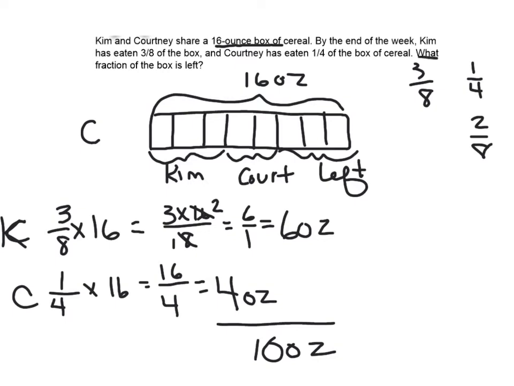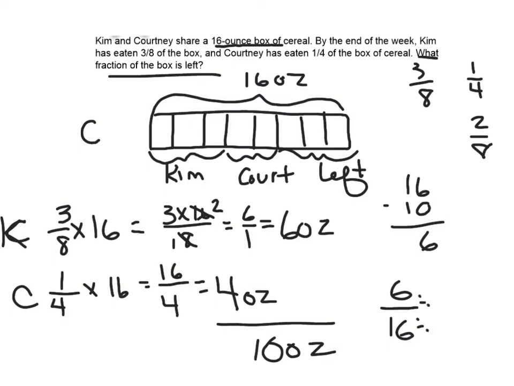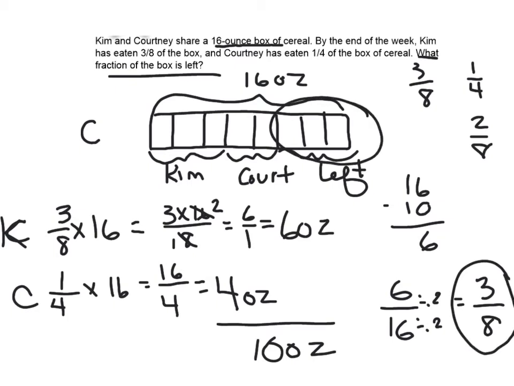So we want to know what fraction of the box is left. So if I take 16 and subtract what they ate, I know they had 6 ounces left out of 16, which I can simplify by dividing by 2/2, and I get 3/8 left, which is what I had for my original answer of 3/8 left. So the fraction of the box that is left is 3/8. That was 2 different ways to solve this problem.